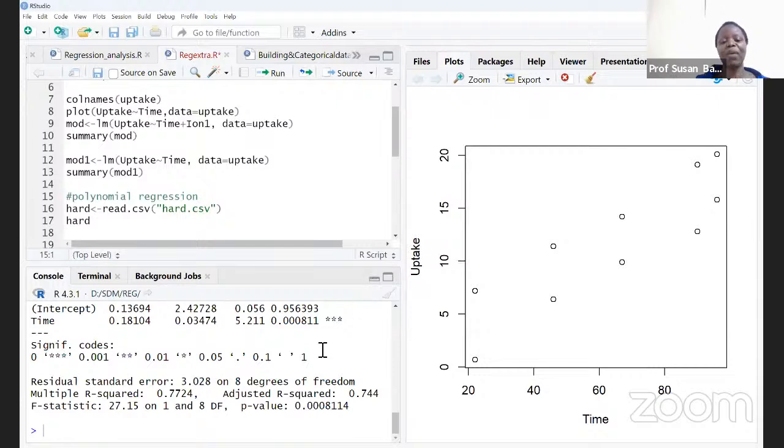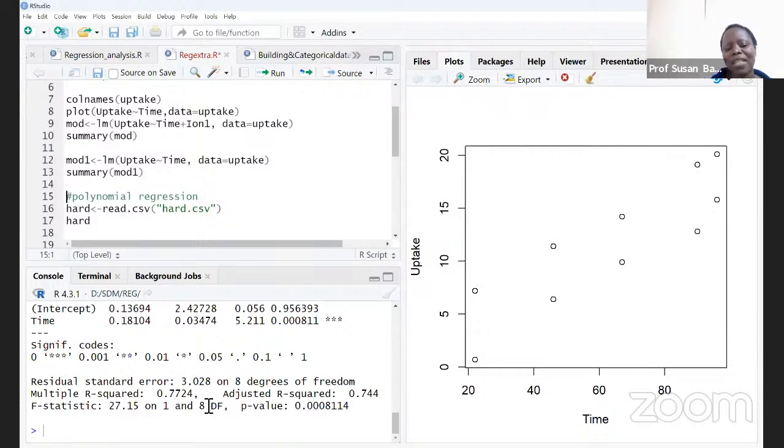Okay, so I want you to pay attention to the R squared. If we look at R squared, when we only have one variable in the model, the amount of variability explained is 0.7725, which is 77.2% of the variability in uptake. And around 23% of the variability has not been explained. So that shows us the importance of adding iron in the model.